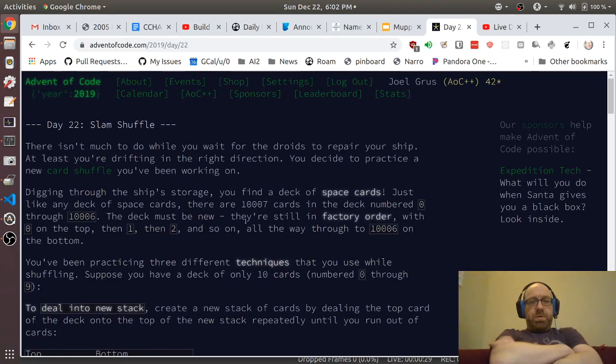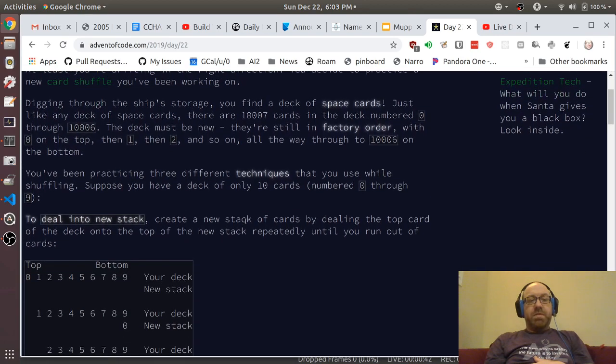There's not much to do with the doors being relatively straight within our dice enterprise new card shelf you've been working on. Either shift storage, find deck space cards. Looking at space cards, there are 1007 numbered 0 to 1006. The deck must be either still in factory order with 0 on the top, then 1 all the way through 1006 on the bottom. Practicing 3 different techniques to use while shuffling. So your deck of only 10 cards.